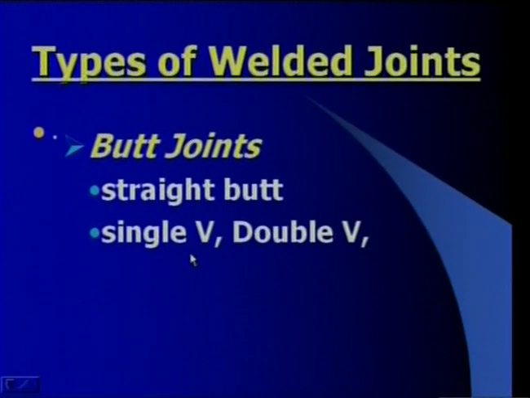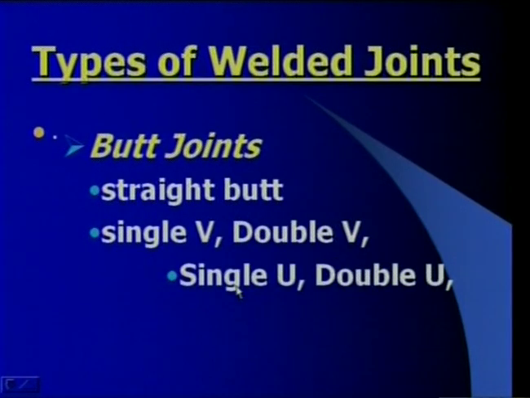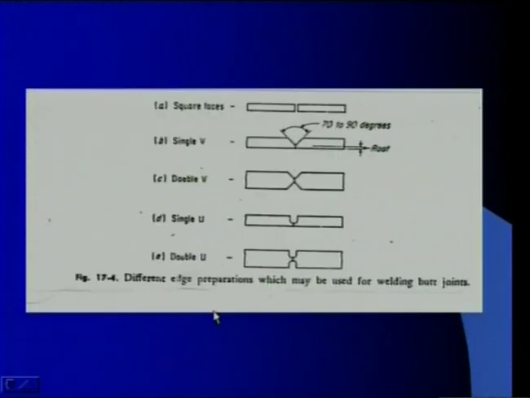In butt joints, we have several methods. There is the single butt joint, and grooves are made for these plates as single V and double V. We can see those figures later. Next, single U and double U edge preparations. So, these are the grooves, the straight groove and single V, as we are going to see in the figure. The edge preparations are made in the form of single V.